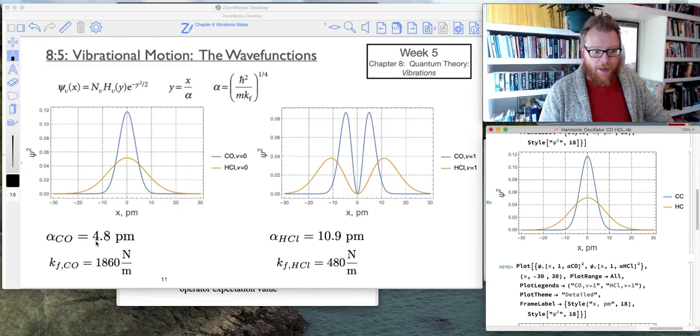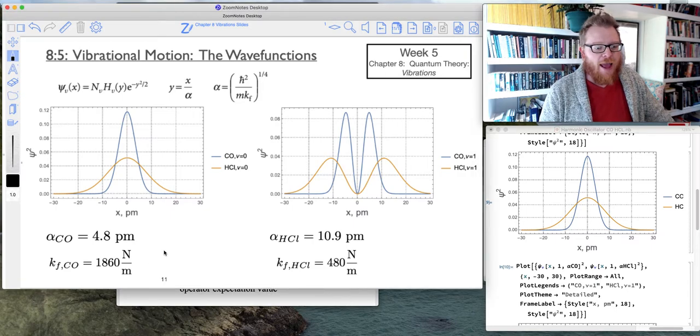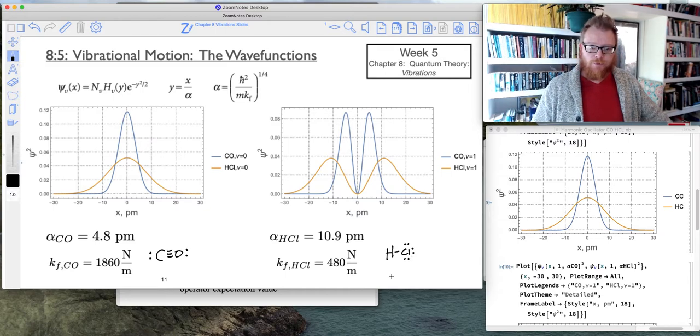oscillator model. You can see the force constant for carbon monoxide is quite large, 1860 newtons per meter. That would be an example of a very stiff spring, because we know carbon monoxide has that triple bond. Versus HCl, which has a very small force constant of 480 newtons per meter, and that's just because that's a single bond.